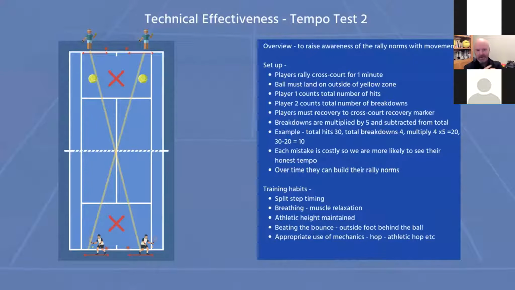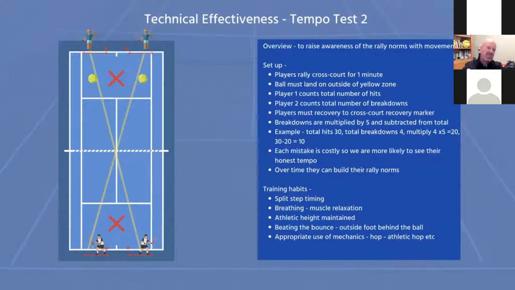Now, in my opinion, mistakes should sting. And this is one of the things that we need to integrate into practice. We don't want the players going crazy when they make a mistake, but it should hurt. It should irk them when they make a mistake. So what I do is I multiply the number of mistakes by 5, and I subtract it off the total score. So the example I've given here is 2 players.